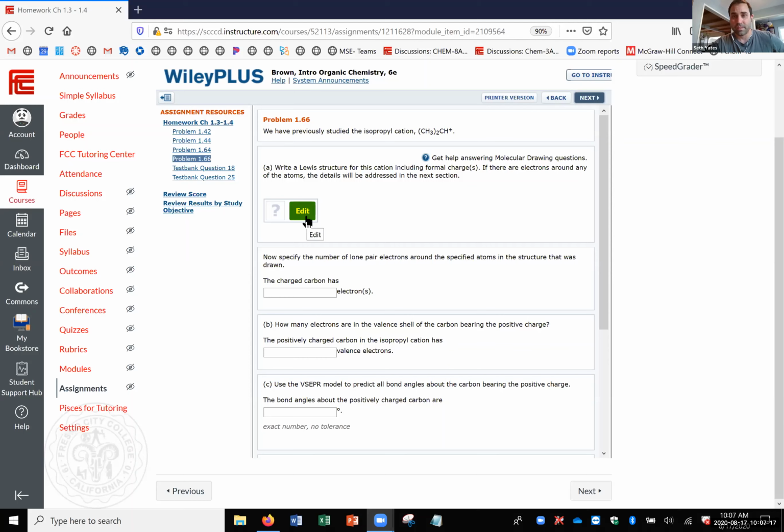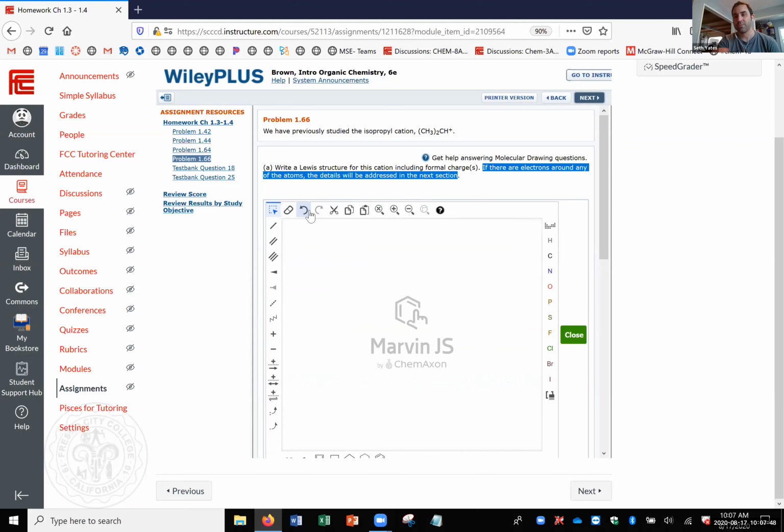So one thing that's been causing people fits is that some of these early problems are not asking you to actually put the lone pair electrons around atoms. That is in the correct Lewis structure, but they're just wanting you to basically sketch out the skeleton of the molecule to begin with, and then go from there. So let's go ahead and click edit here, and we can get started. That really won't be a huge issue here.